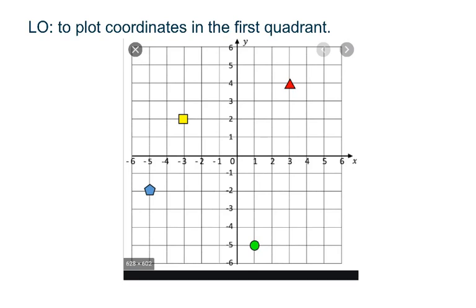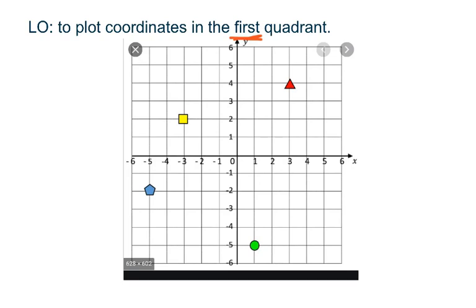This week, one of the things we're going to be looking at is coordinates, and here we've got a coordinate grid. We're going to be looking at coordinates in the first quadrant, okay? So I'm just going to show you a 4-quadrant coordinate grid, all right?